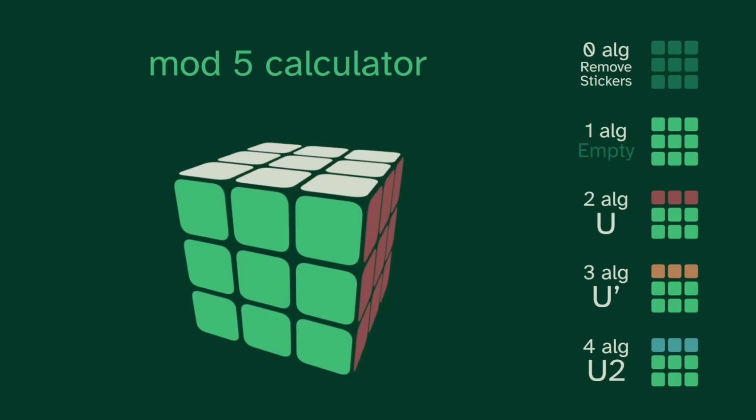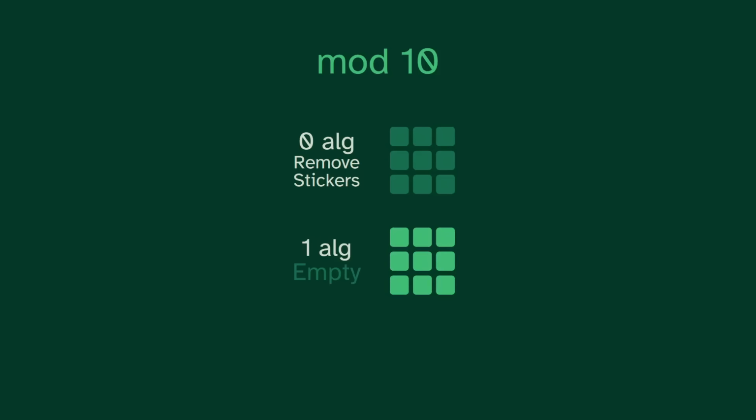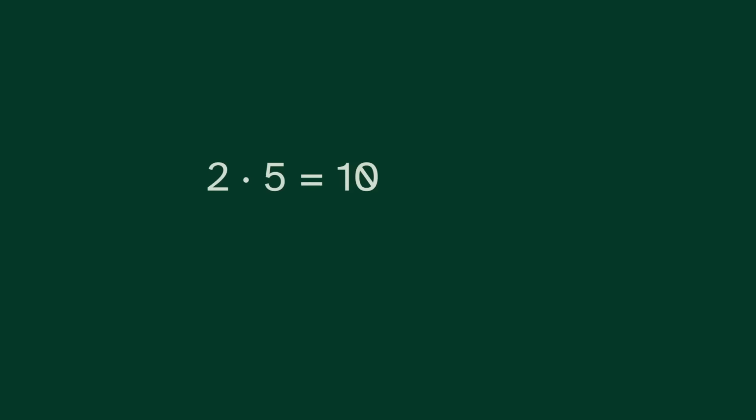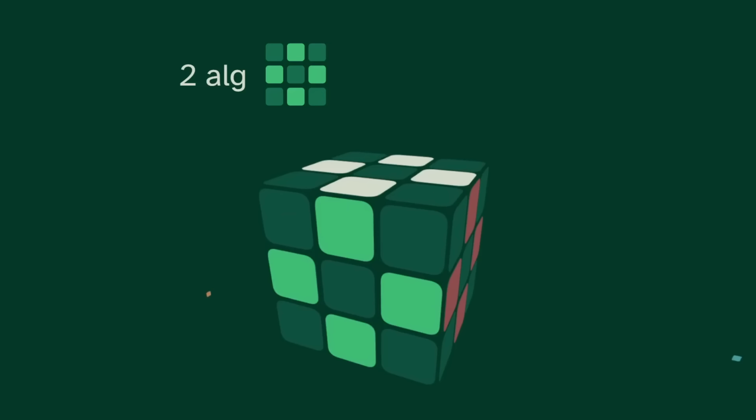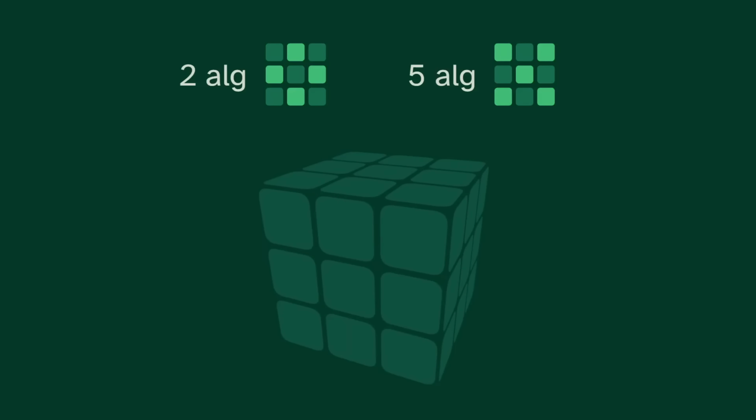Cool. Next, let's make one for mod 10. 0 still creates a black hole, so it should still remove all the stickers. And 1 still changes nothing, so it should have the empty alg. So what about 2? 2 creates a problem. 2 times 5 is 10, which is 0 mod 10. So combined together, 2 and 5 should remove all the stickers. So maybe 2 should remove half, and then 5 remove the other half?